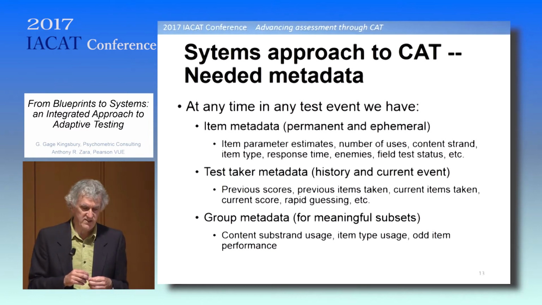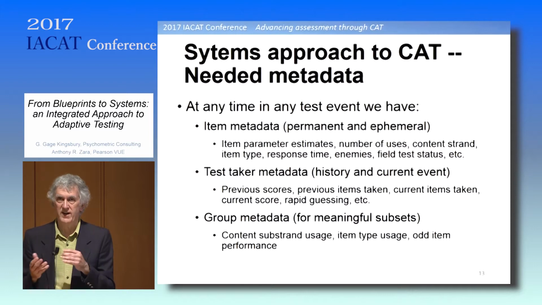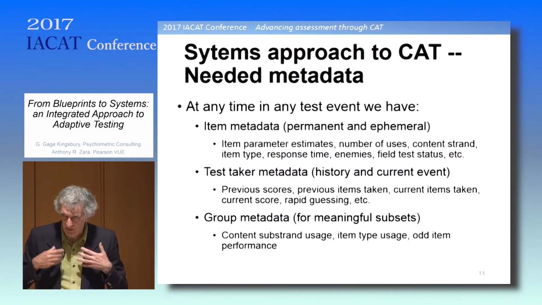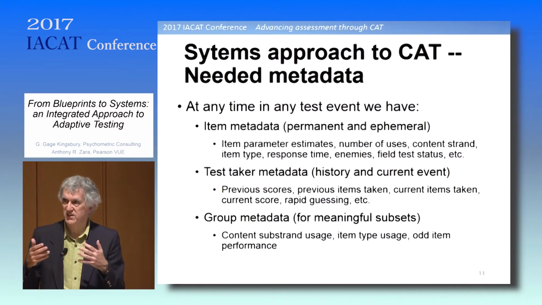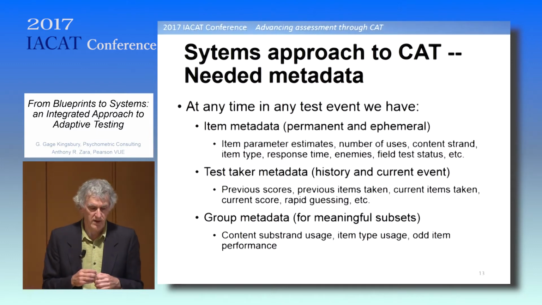Similarly, test taker metadata is important to have access to. What items has this individual seen today? What items has this individual seen in the past? Other aspects of the individual, like what groups this individual belongs to, might be useful in identifying what kinds of items to give.